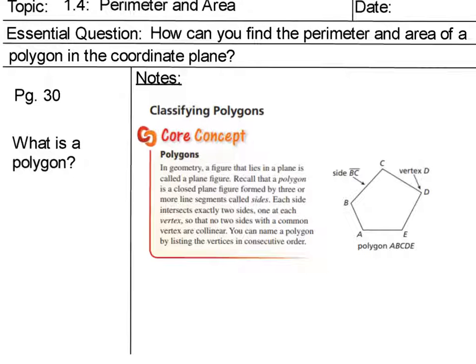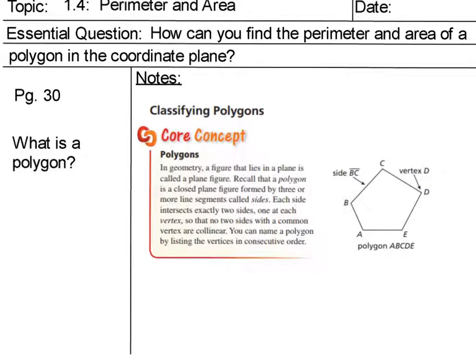So we have that closed shape they see. That's just a standard polygon. Now, it says that in geometry, a figure that lies in a plane is called a plane figure. So anytime we're working with a coordinate plane and we have a shape on that coordinate plane, we're dealing with a plane figure, or on another plane other than the XY axis. It says, recall that a polygon is a closed plane figure formed by 3 or more line segments called sides.